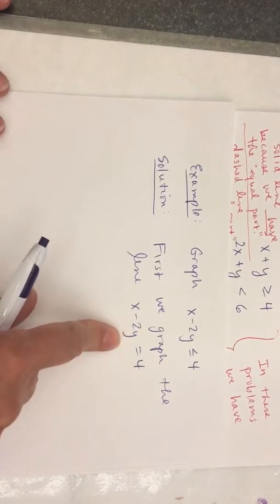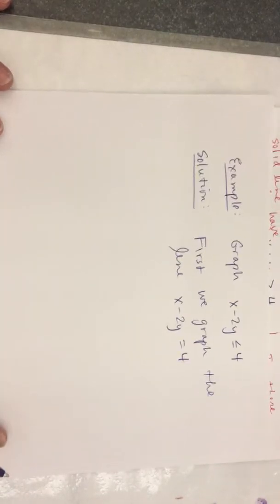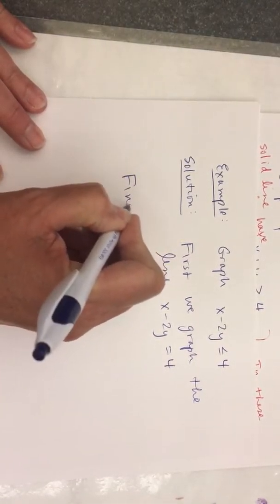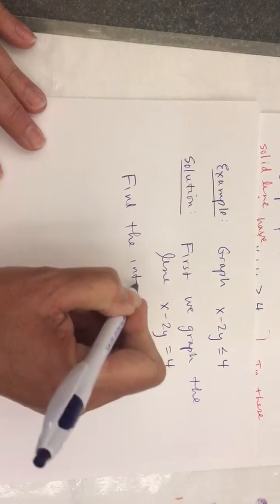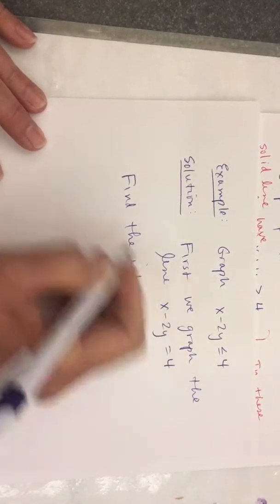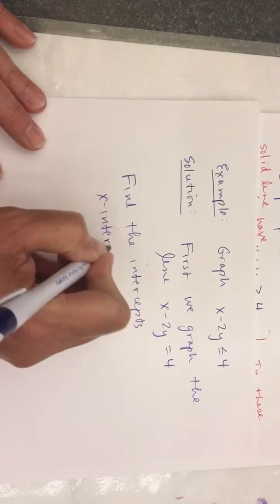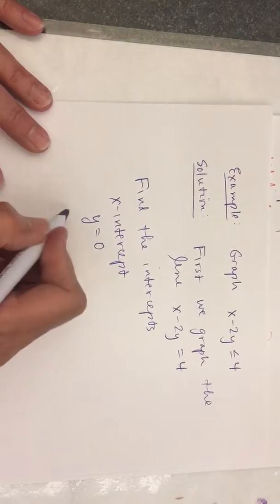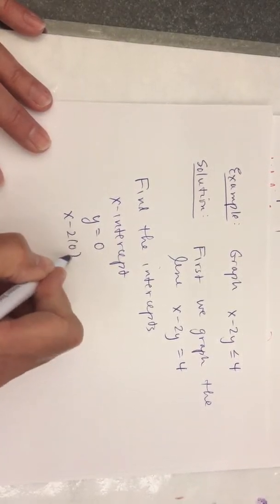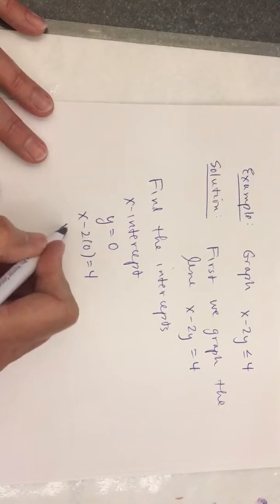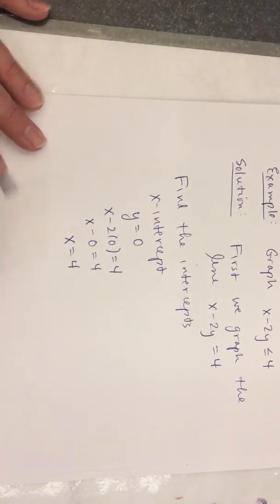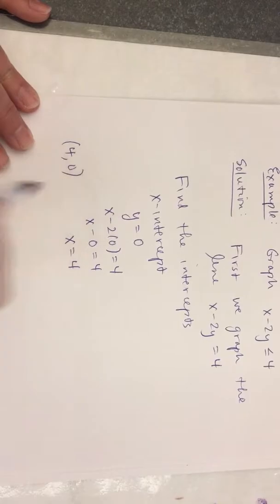For this graph, I want to find the intercepts. So the x-intercept, I'll put y equal to 0. I get x minus 2 times 0 equals 4. X minus 0 is 4. X minus 0 is x. X equals 4. X-intercept, 4 comma 0.